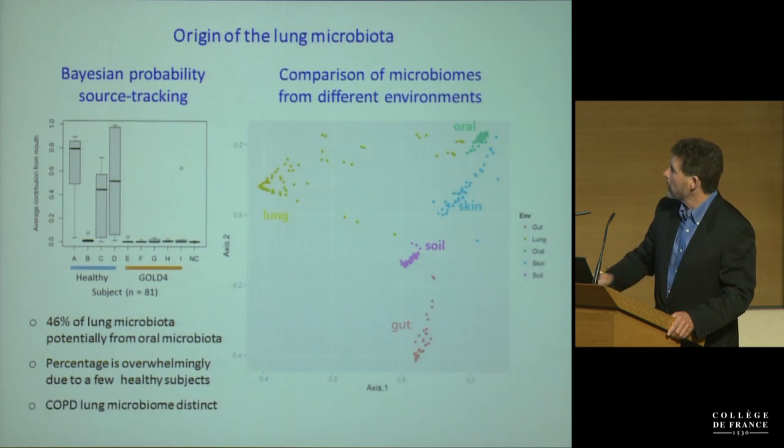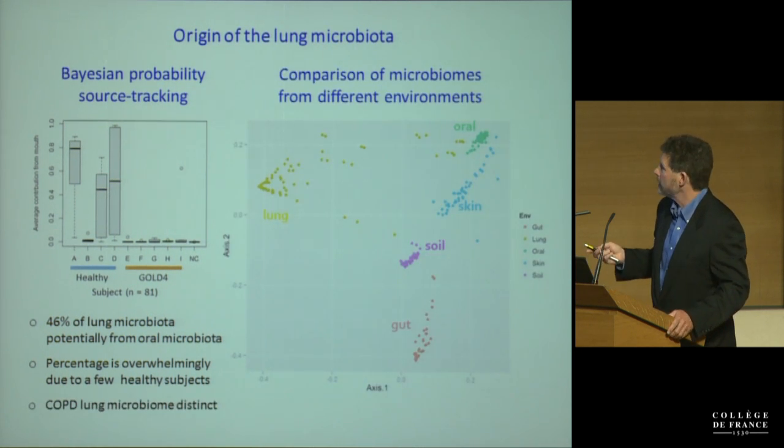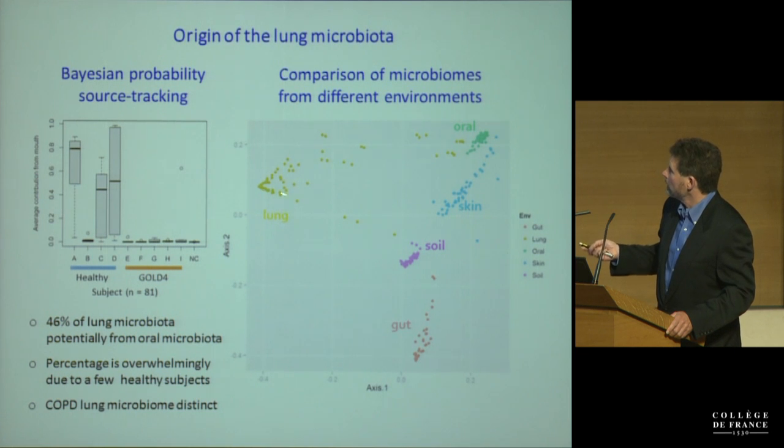And this is also borne out in an ordination of data. So you can see our lung samples here, and then you can see data from other published studies from other environments, including body sites as well as soil. And so you can see that some of the lung samples have communities quite similar to the oral community, but most of them are quite distinct. And importantly, the COPD lung samples are among this cluster of distinct communities.